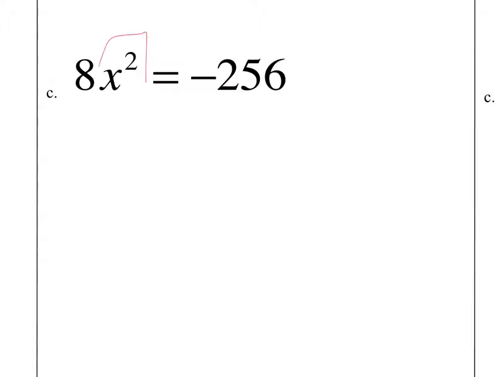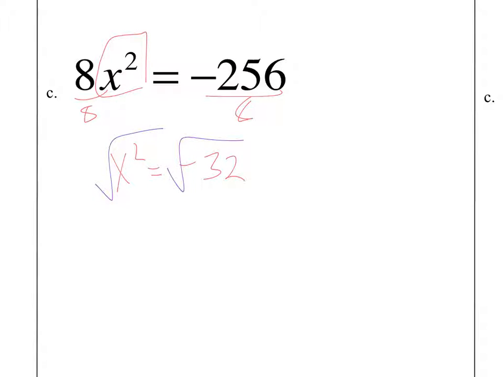Here we're trying to get the x squared by itself, so we can take the square root of both sides. First thing I'm going to do is divide both sides by 8. And here we get x squared is equal to negative 32. Okay, I'm going to take the square root of both sides.